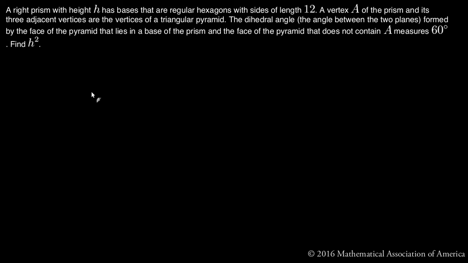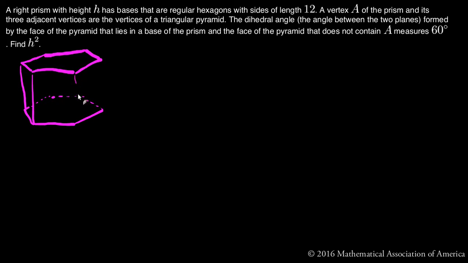Find h squared. So it's actually not too hard of a problem as long as you can visualize what's happening and make your way through all this. So I'll start off. I'm going to draw a right regular hexagonal prism. So here will be my base. I'll try to do a good job of making sure you can see what's going on here. Alright, that sort of looks right.